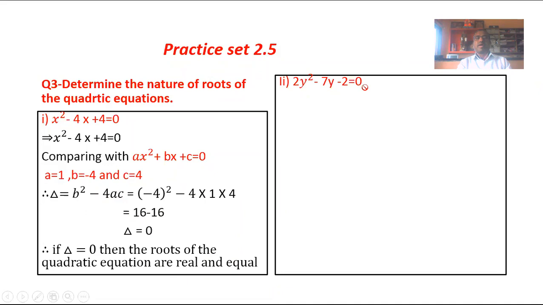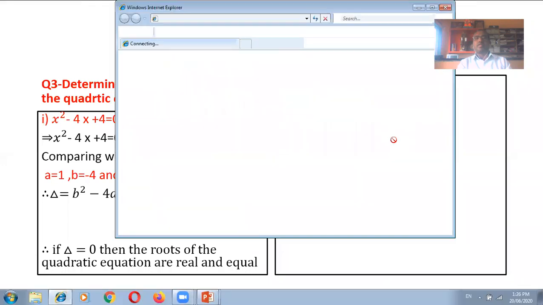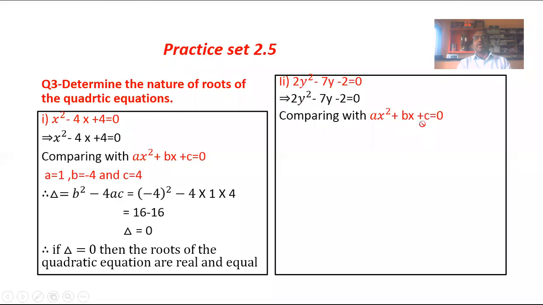Second: 2y square minus 7y minus 2 is equal to 0. This is a given quadratic equation. Comparing with ax square plus bx plus c is equal to 0, therefore the value of a is equal to 2, b is equal to minus 7, c is equal to minus 2. First, to find the value of discriminant, delta is equal to b square minus 4ac. The value of b is minus 7 square minus 4, multiplied by the value of a, 2, multiplied by the value of c, minus 2.